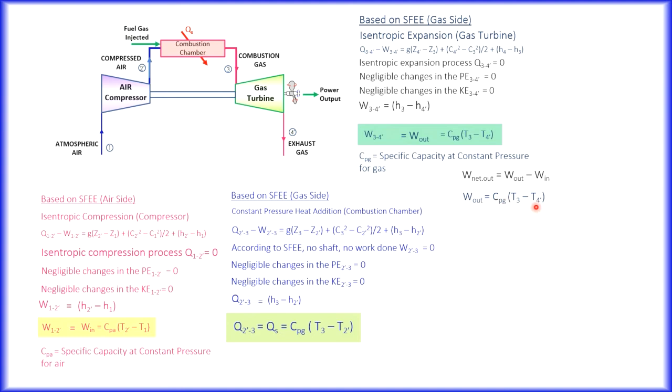So you have CPG (T3 minus T4 prime) as the work out, and work in is CPA (T2 prime minus T1). We can find both of these, substitute, and find the net work out. Then heat supply is CPG (T3 minus T4 prime)... so therefore we can find the cycle efficiency, which is net work out over heat supply. Or we can even find the work ratio. Remember, the definition of work ratio is net work out over the gross work of expansion.